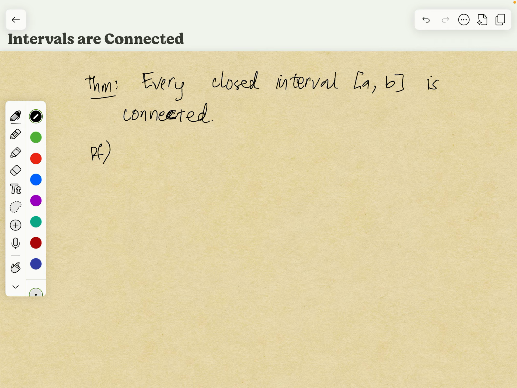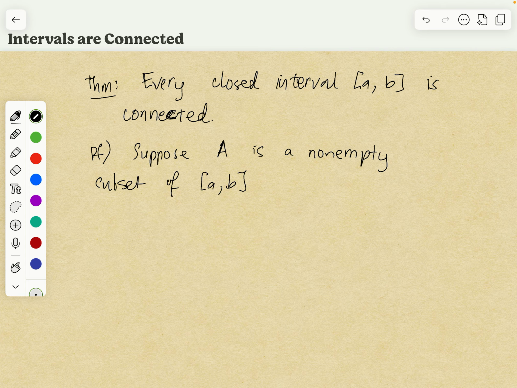So the idea is, suppose that A is a non-empty subset of this closed interval that is both open and closed. So what do we want to show about it? Well, we want to show that A is the entire closed interval, right?